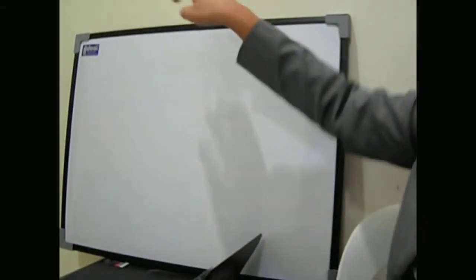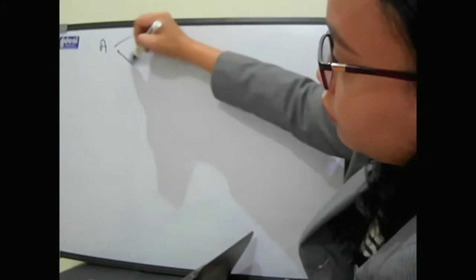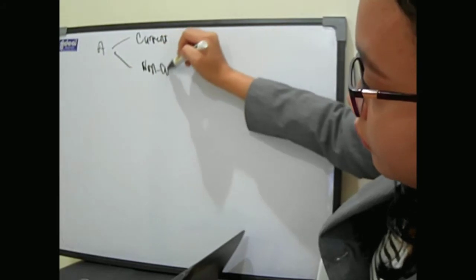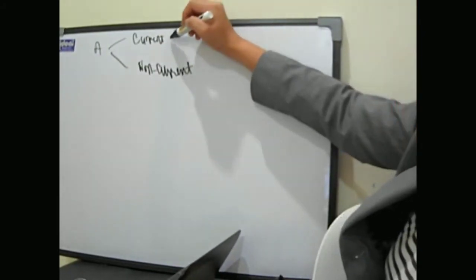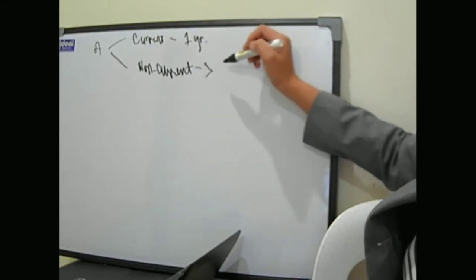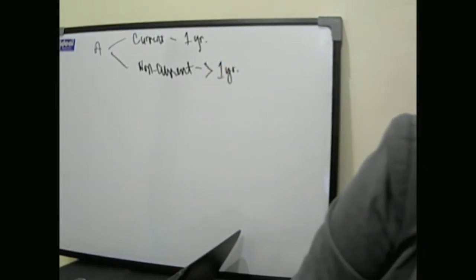Okay, so let's proceed to the different examples of account titles or different types of accounting elements. In assets and liabilities, we divide them into two: current and non-current. Usually, current is a within 1 year transaction, while non-current is a more than 1 year transaction.